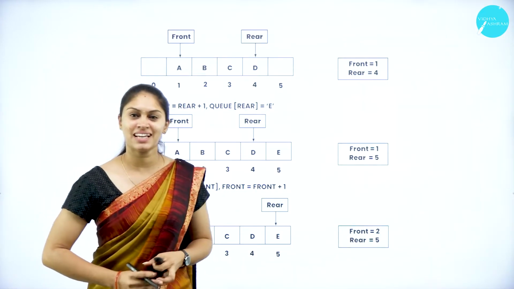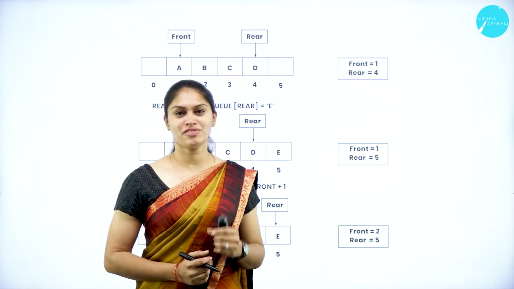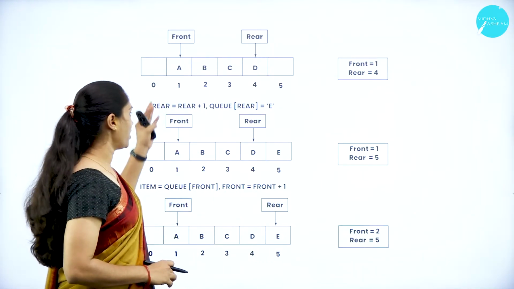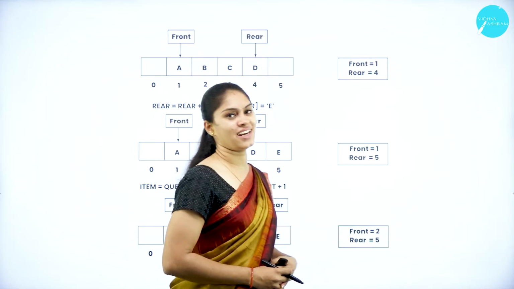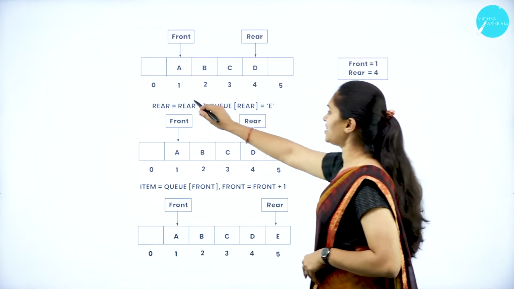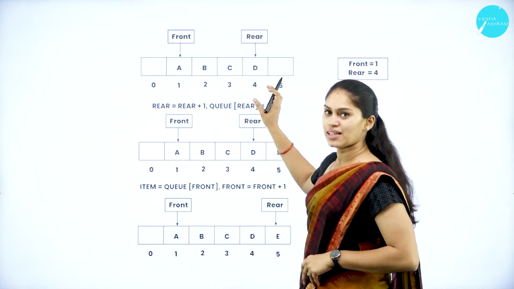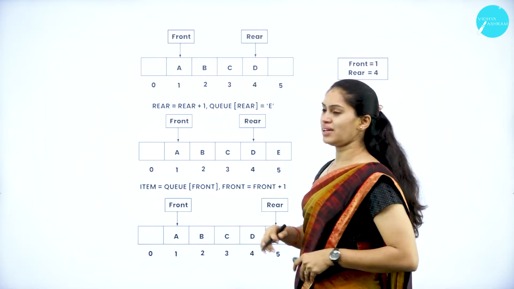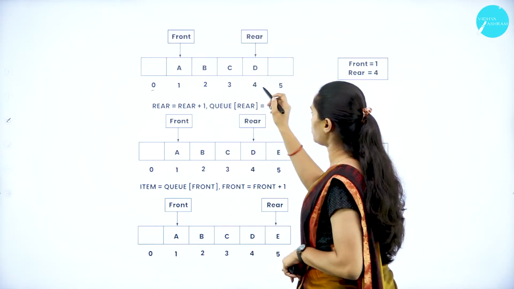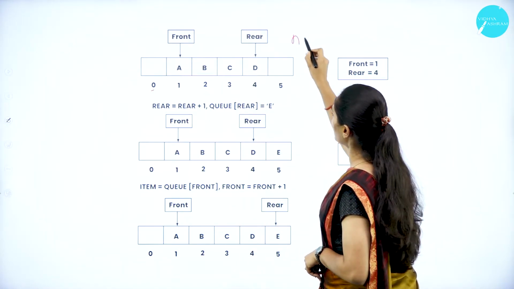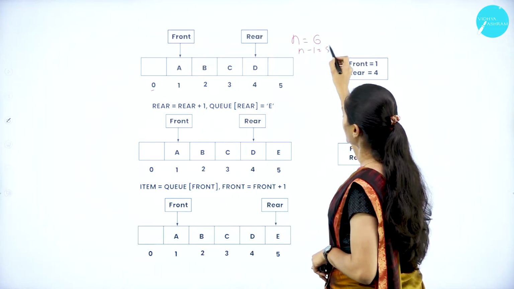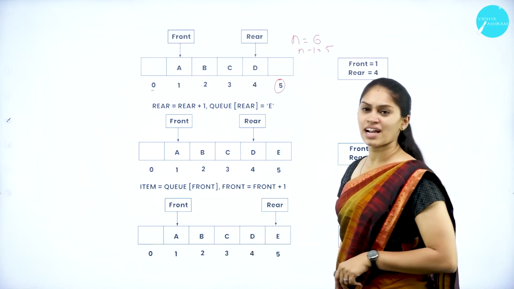So, we'll see an example of how the memory representation of a queue happens by making use of an array. Okay. So, here you can see that I have created a queue with a size of 6. That means up to 6 elements we can store, and its index starts with 0, 1, 2, 3, 4, 5. So the total number of elements is 6 and n minus 1 is going to be 5. That is the ultimate element that we are going to store.